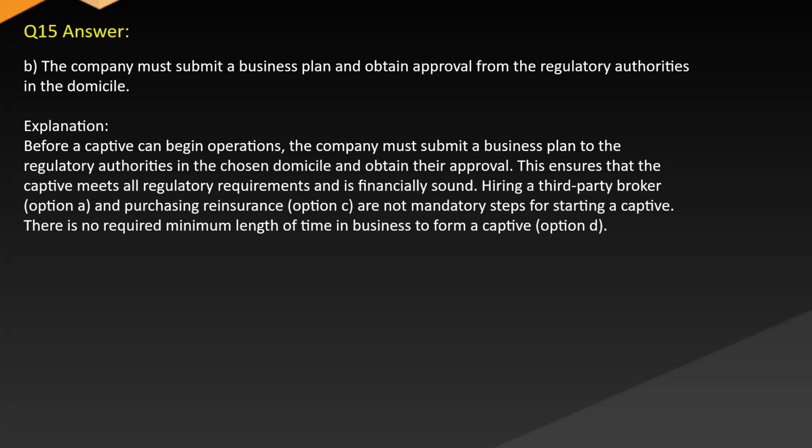Answer: B. The company must submit a business plan and obtain approval from the regulatory authorities in the domicile. Explanation: before a captive can begin operations, the company must submit a business plan to the regulatory authorities in the chosen domicile and obtain their approval. This ensures that the captive meets all regulatory requirements and is financially sound.